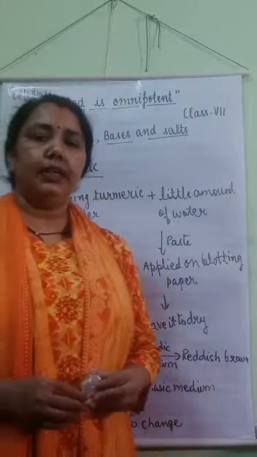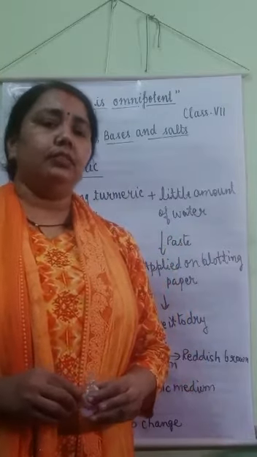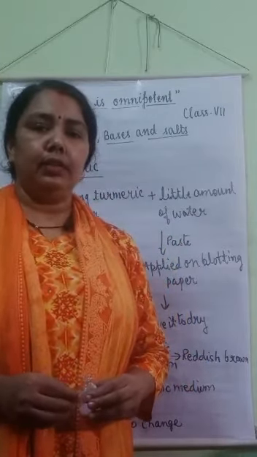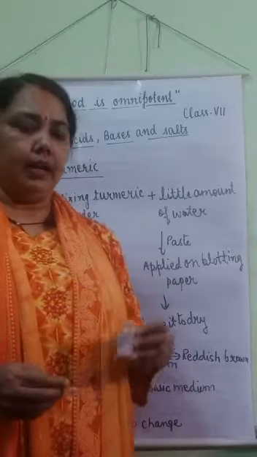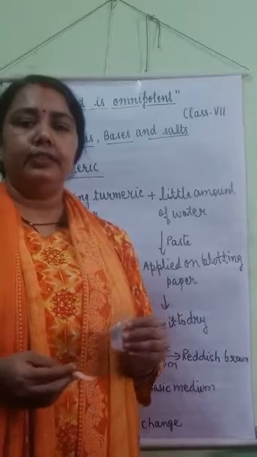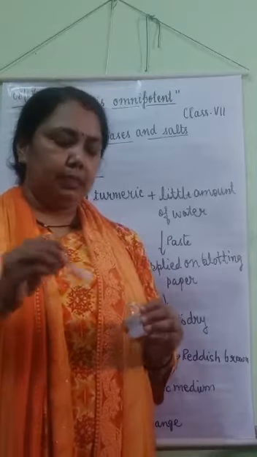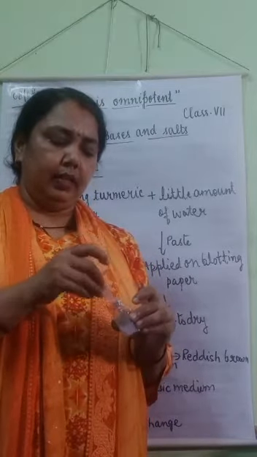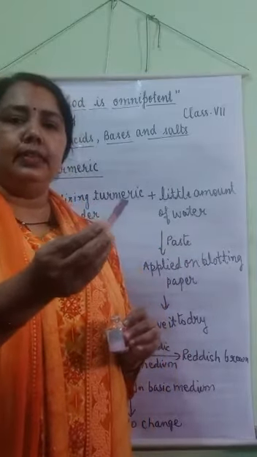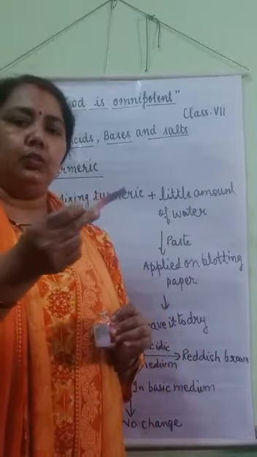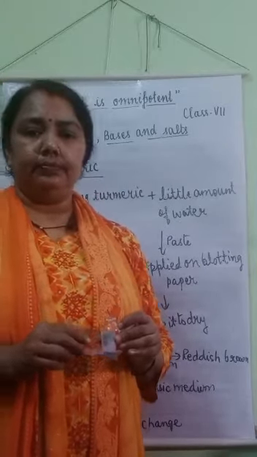I have told you that red litmus paper, when dipped in a basic solution, turns blue. So here I have red litmus paper and I have soap solution. Let's check whether it is acidic or basic in nature. I dip this litmus paper in this bottle of soap solution. You can see that this red litmus paper changes into blue color. So it means soap solution is basic in nature.